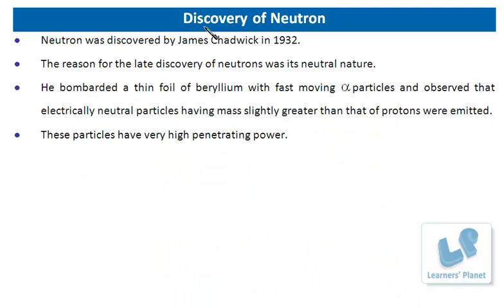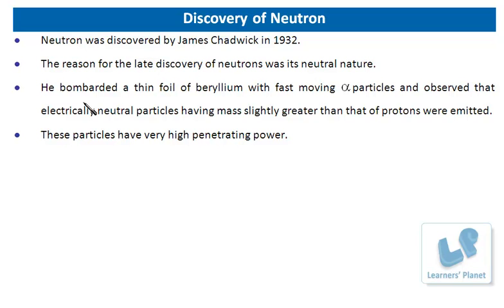Another fundamental particle is the neutron. The neutron was discovered by James Chadwick in 1932. The other particles, the protons and the electrons, were discovered earlier, but the neutron was discovered late. The reason for the late discovery of neutrons was their neutral nature. The neutrons don't have any charge. They are neither positively charged nor negatively charged particles.